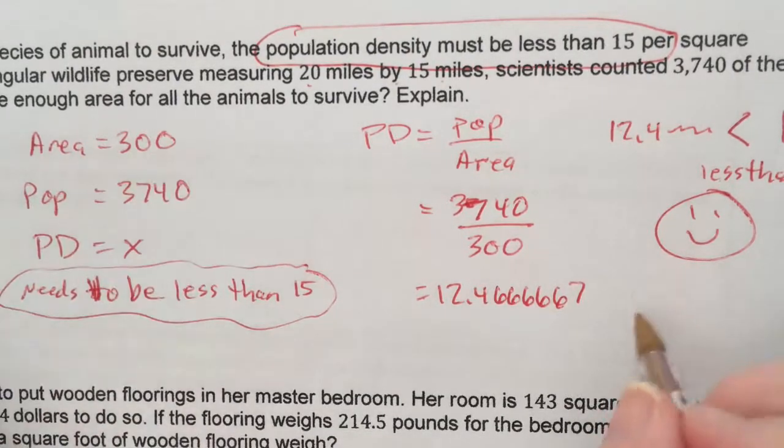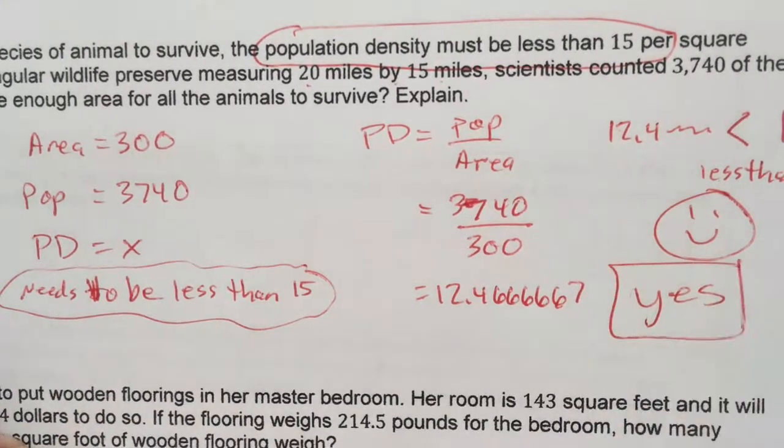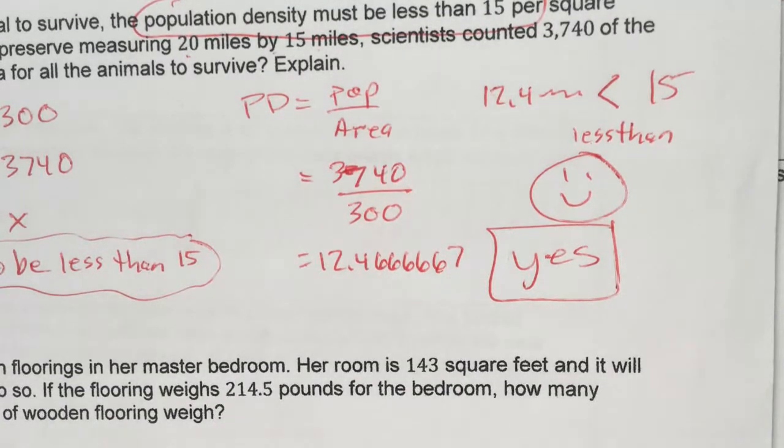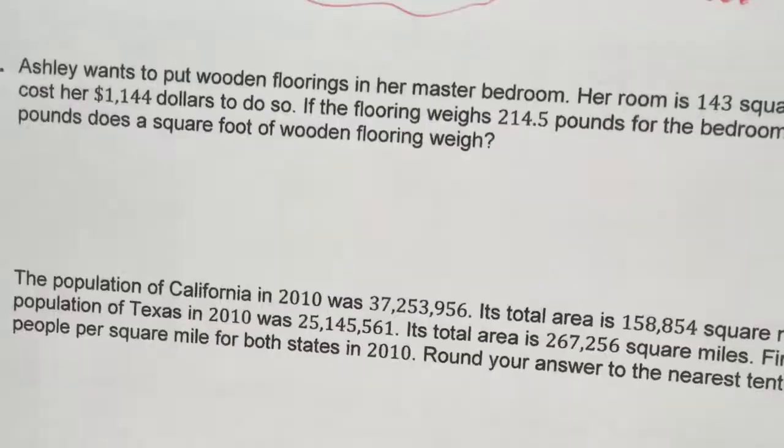So is there enough area? Yes, it is, because it was less than 15. There are less than 15 animals per square foot, or sorry, per square mile. So we are doing this correctly. That's awesome. All right, moving on up.